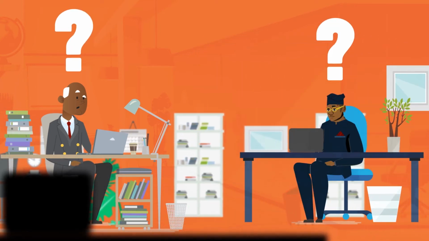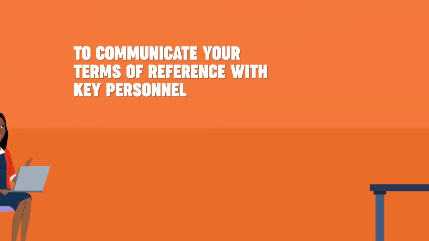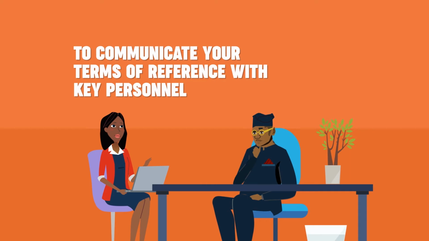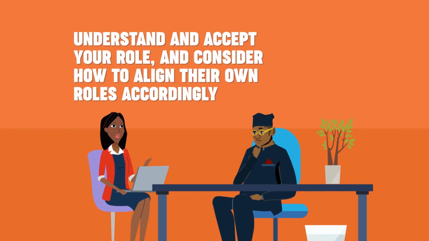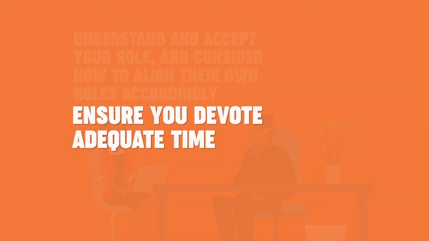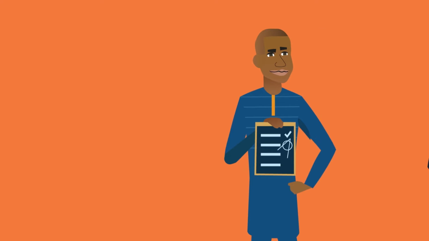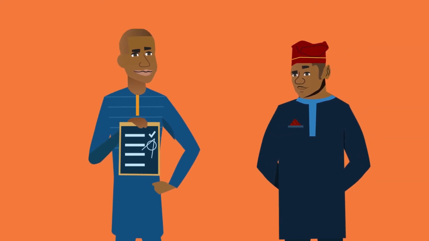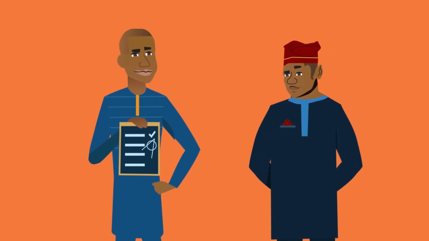A practical step to ensure your role is known is to communicate your terms of reference with key personnel within your department and beyond, as appropriate. This will help civil servants understand and accept your role and consider how to align their own roles accordingly. Ensure that you devote adequate time to establishing relationships with the various departments within the institution you are embedded in, taking care to understand how they work and do not work, and to explain your brief.